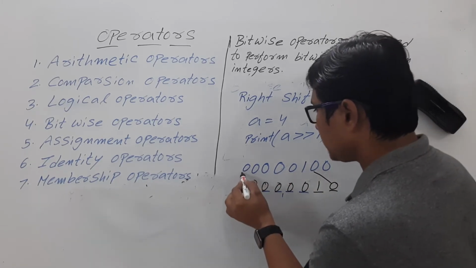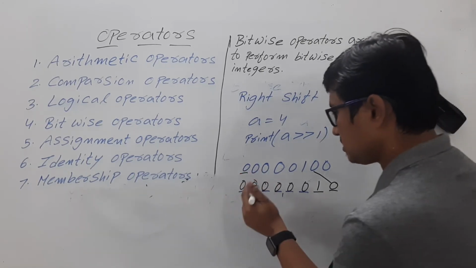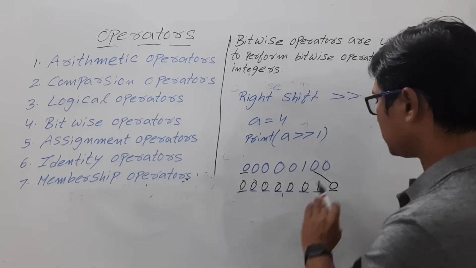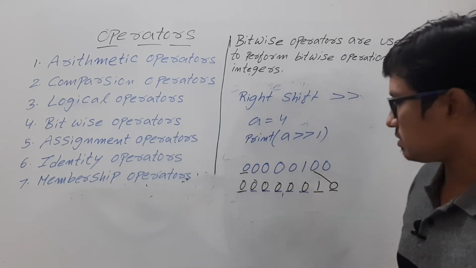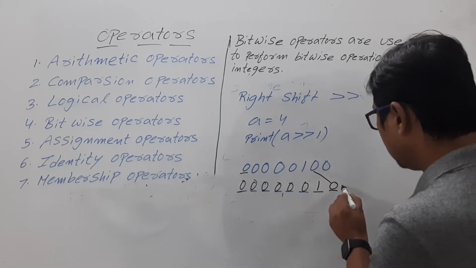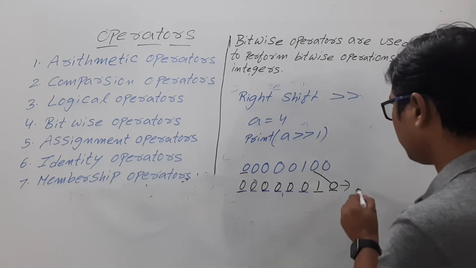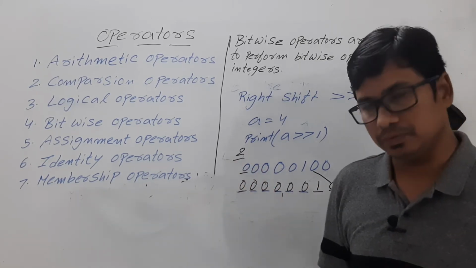Okay, are you able to understand? If it is an arithmetic right shift, you will keep the MSB as it is. Okay, are you able to understand? So that is the way you got it. Now if you convert this, 6 zeros, 1 0, to the decimal number, you will get the value as 2. So this statement will print the output as 2.